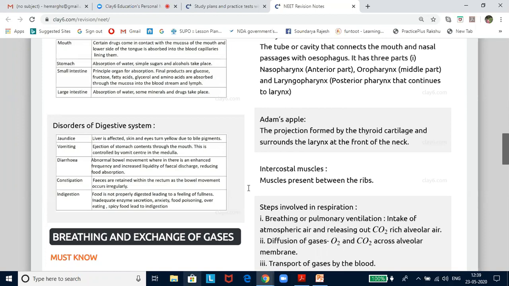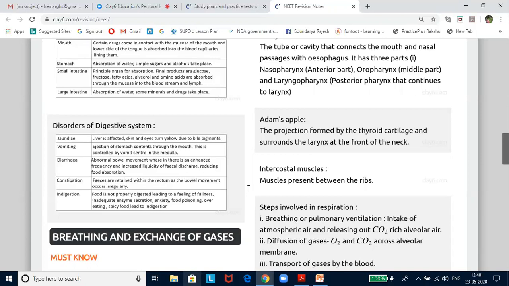Next is vomiting. It is the ejection of the stomach contents through the mouth. This reflex action is controlled by the vomit center in the medulla. A feeling of nausea precedes vomiting. Diarrhea: abnormal frequency of bowel movements and increased liquidity of the fecal discharge is known as diarrhea. It reduces the absorption of food. Constipation: feces are retained within the rectum as the bowel movements occur irregularly.